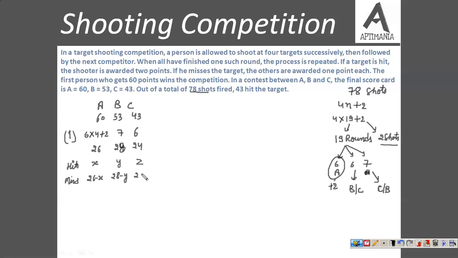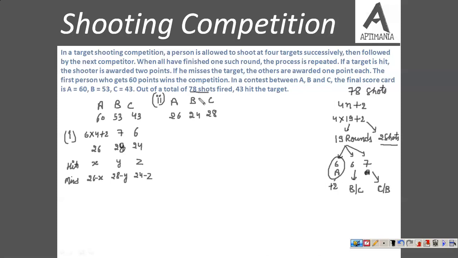So 24 minus z, ये वो shots होंगे जिन्होंने target miss किया है. Now this is case first. In case second, we will assume A has taken 26 shots, B has taken 24, 6 rounds by B and 7 rounds by C. So this is case second. Now first of all, let us focus on case first only. केवल case first पे ध्यान देते हैं.